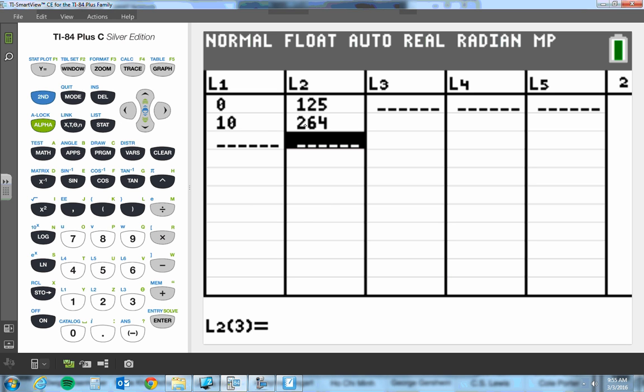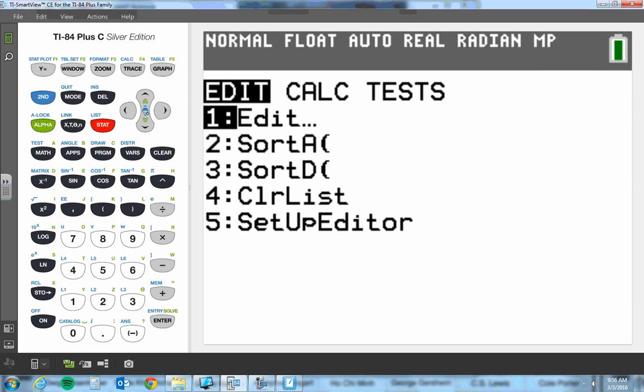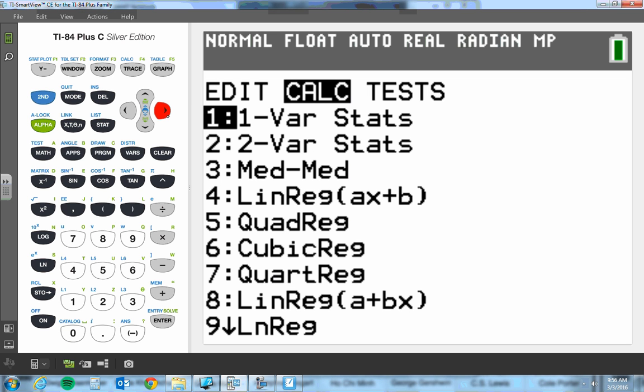Okay, now watch this. We want to calculate the regression equation. So do stat, calc, and which one do we want? And it's not one of these. Scroll down and tell me the number of the one we want to choose.